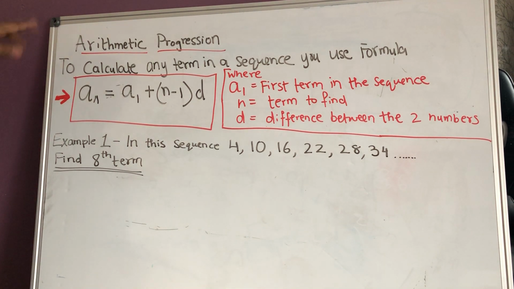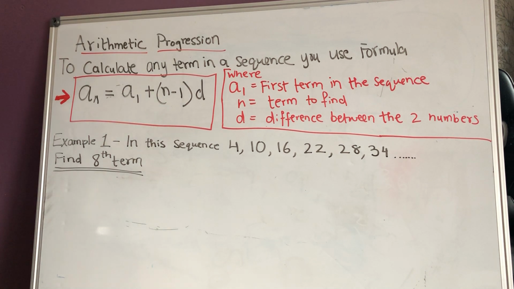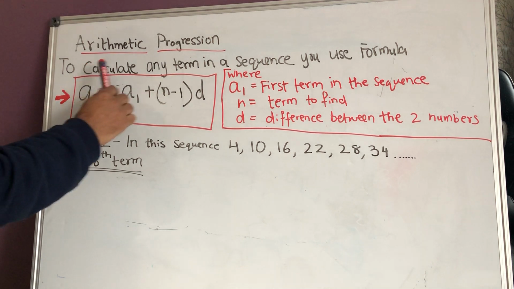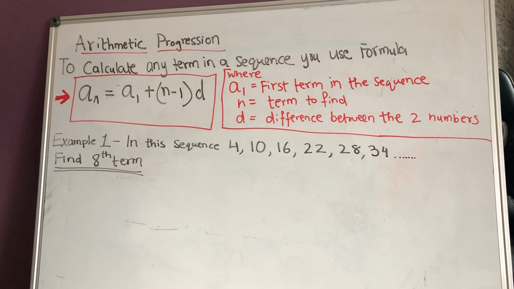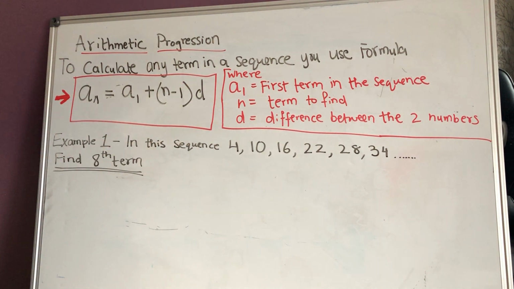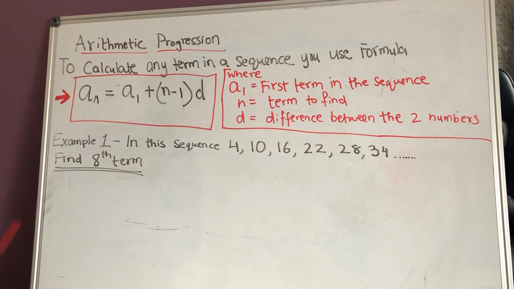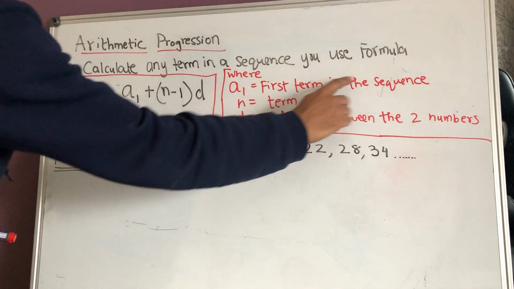So, arithmetic progressions. To work out any term in a sequence, you use the formula an equals a1 plus n minus 1 d. Now you'll be wondering what everything means. Basically, we are going to find any term in the sequence by utilizing this formula, where a1 stands for the first term in the sequence.